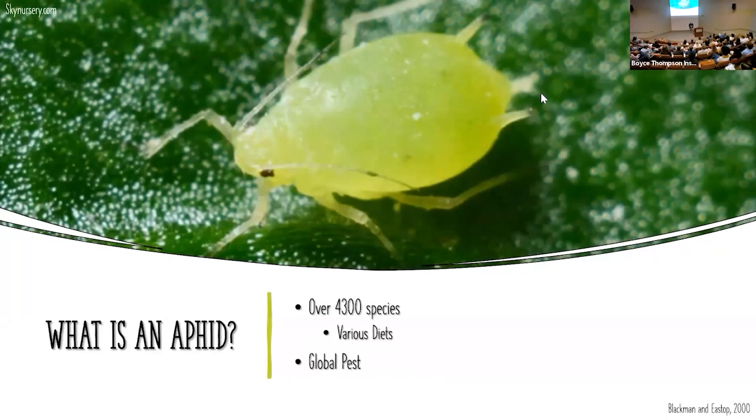So there are over 4,300 known species of aphid that feed on a variety of different host plants and have different diet preferences. Of that 4,300 species, only about 300 are agricultural pests, meaning they cause damage to different crops. But of those 300 species, they're spread all around the globe, so they damage a lot of different economies and different agricultural areas.